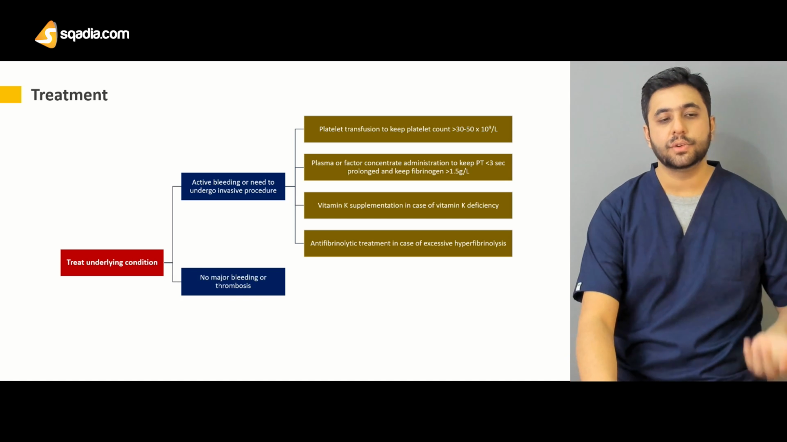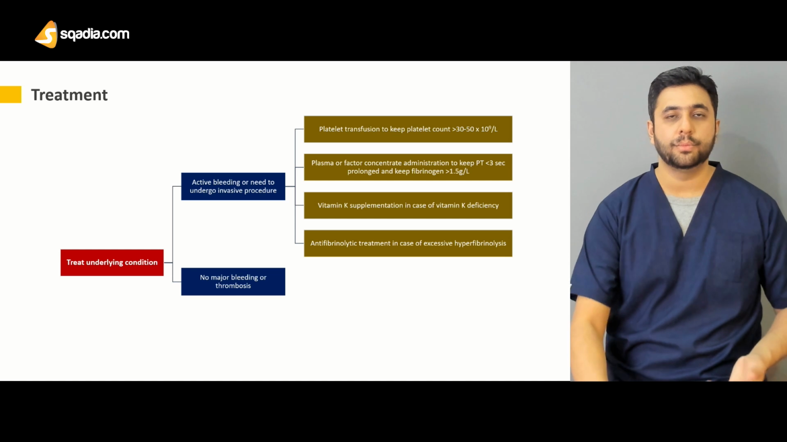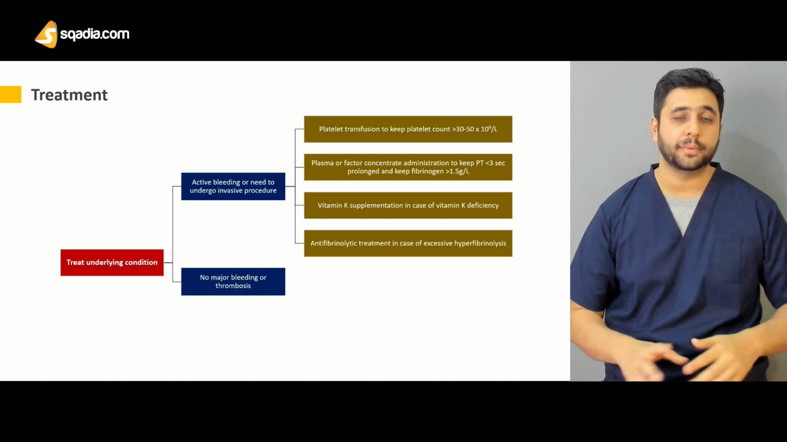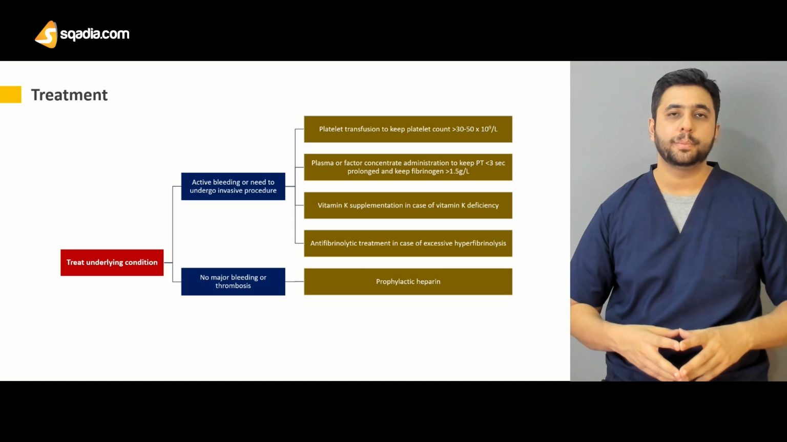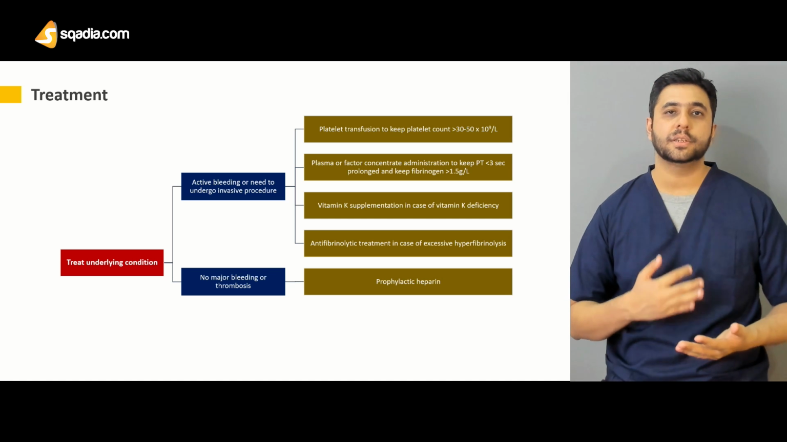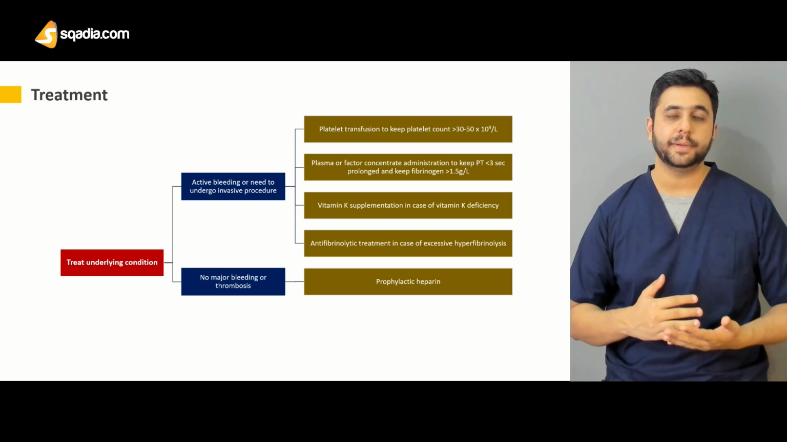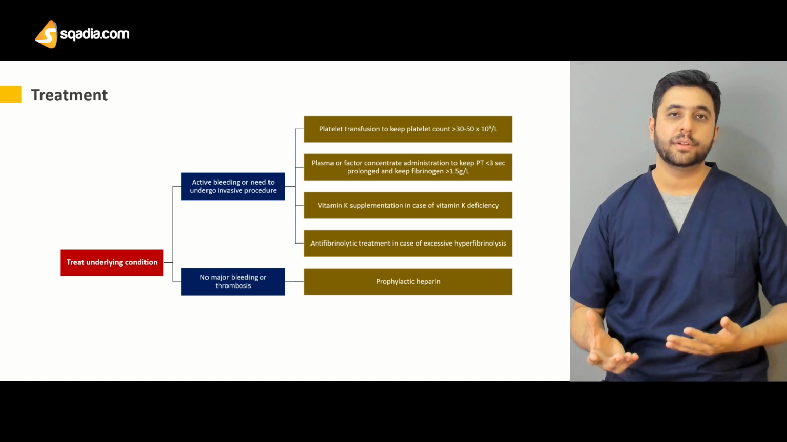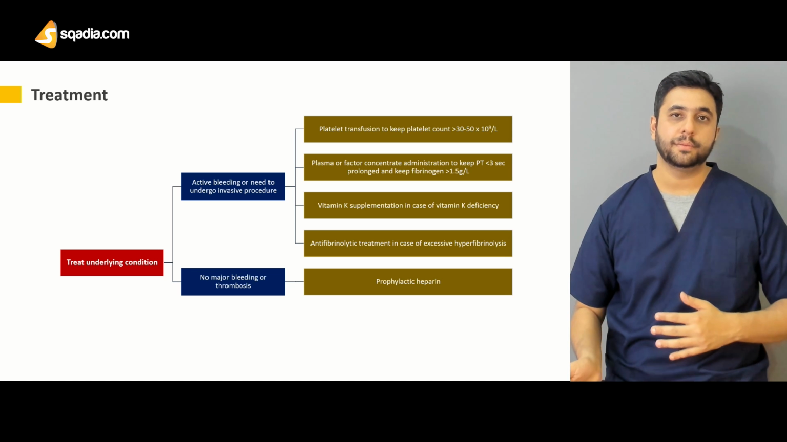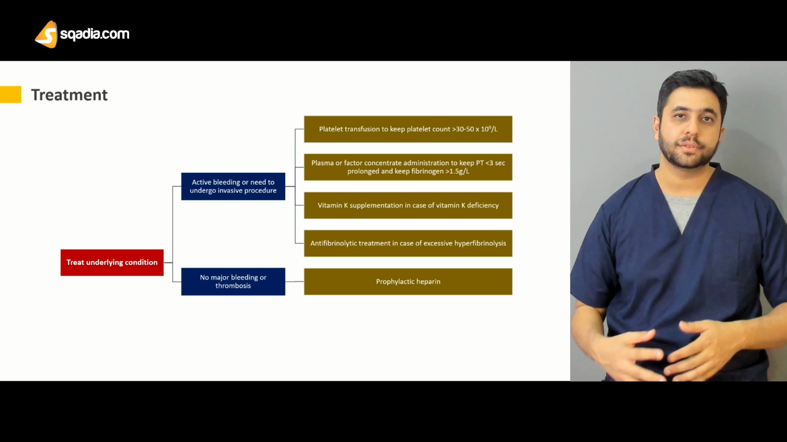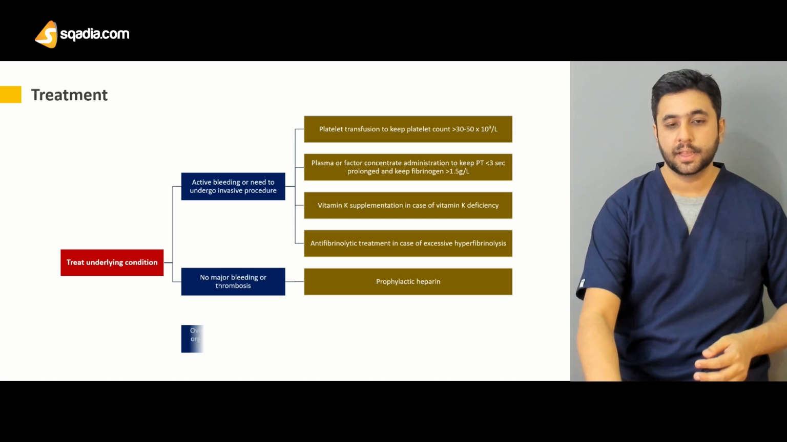Now, on the other hand, if we do not have any major bleeding or thrombosis, and if the DIC is not very symptomatic, then generally prophylactic heparin is given to prevent the thrombi, because thrombi are the major things which we fear in these patients. So prophylactic low molecular weight heparin can be tried in smaller doses in these patients to stop them from making thrombi further or to stop the progression of the thrombi.